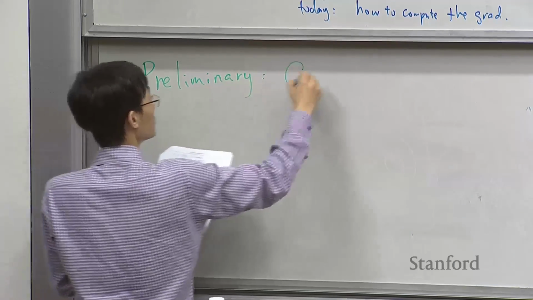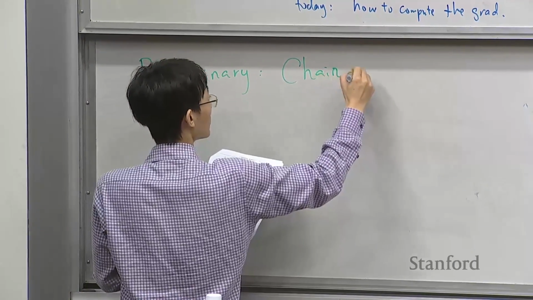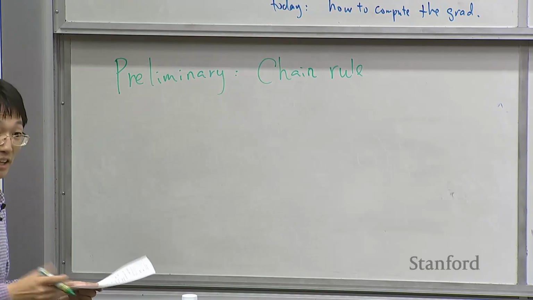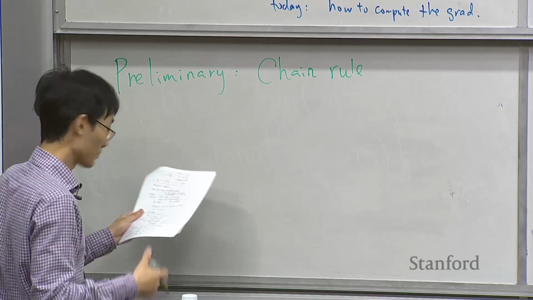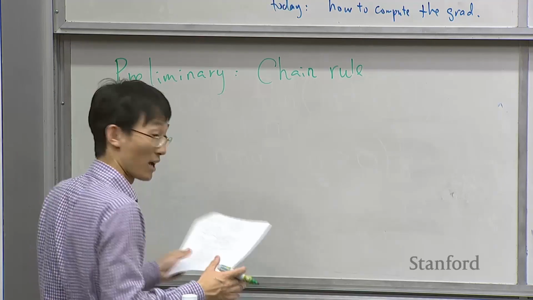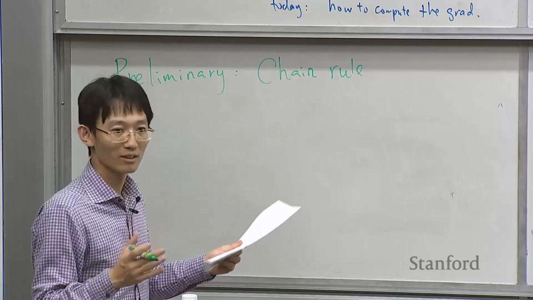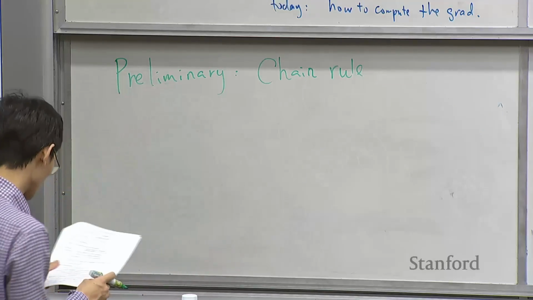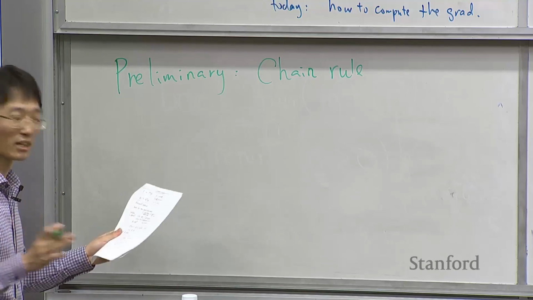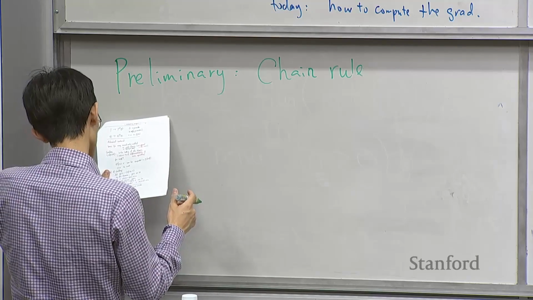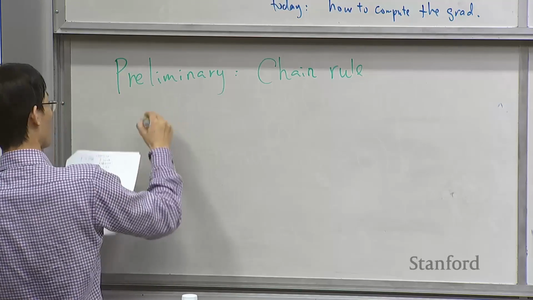This is the chain rule. I'm somewhat assuming that this is covered in most calculus classes, but I'm going to review it here, partly because I may use notations that are not exactly the same as what you learned in your calculus class, since different calculus books have different notations.